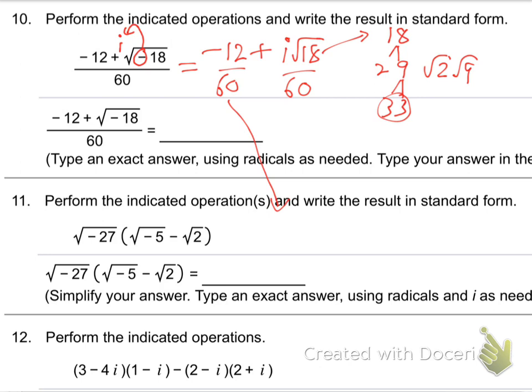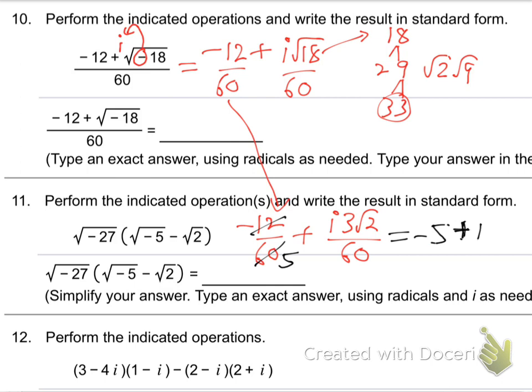So bring it on down here. We got negative 12 over 60, which we're going to reduce in a minute. And then this is going to be i, 3 root 2 over 60. Everybody good there? Because I simplified that root 18. It's 2 times 9. The root of 9 is 3. 3 root 2. Now, the 12 over 60, 12 actually goes into 60, huh? 5 times. So we get, notice what's that going to be? Negative 5 plus i 3 root 2 over 60.